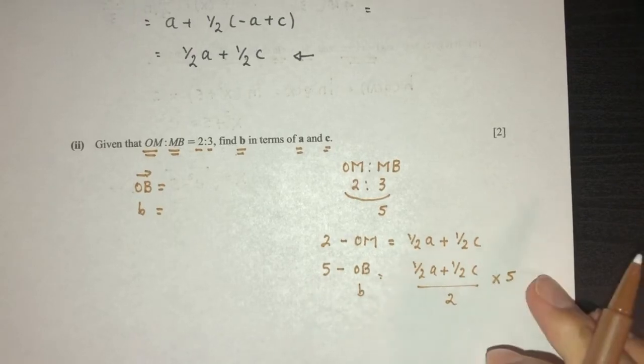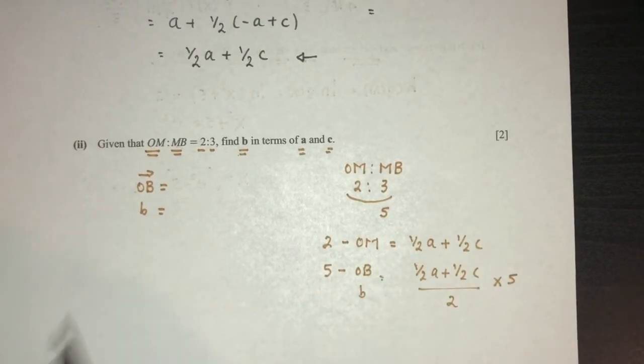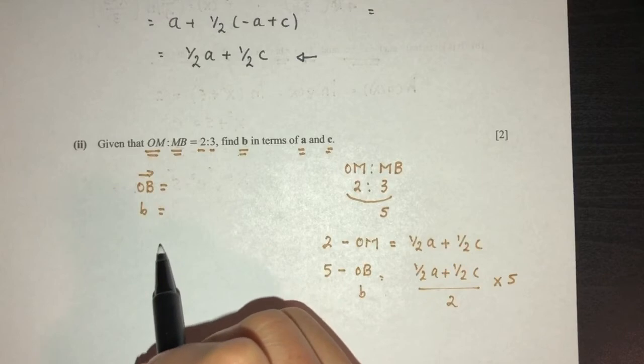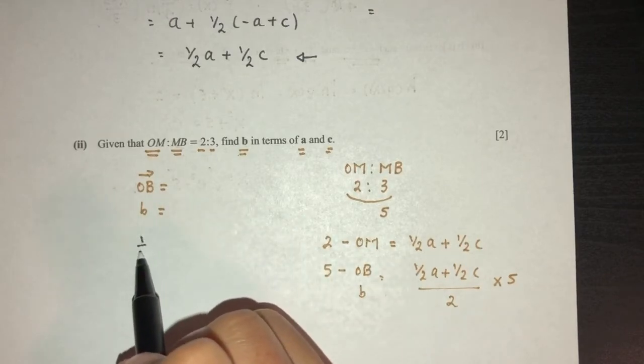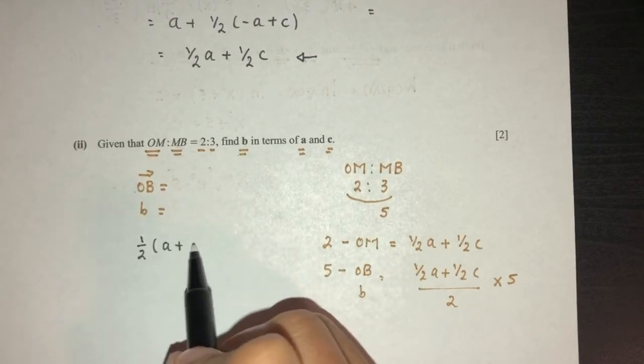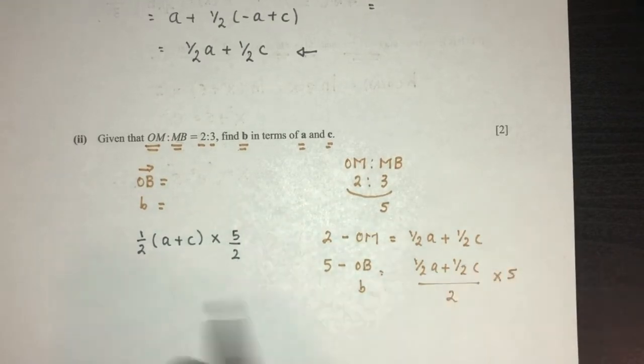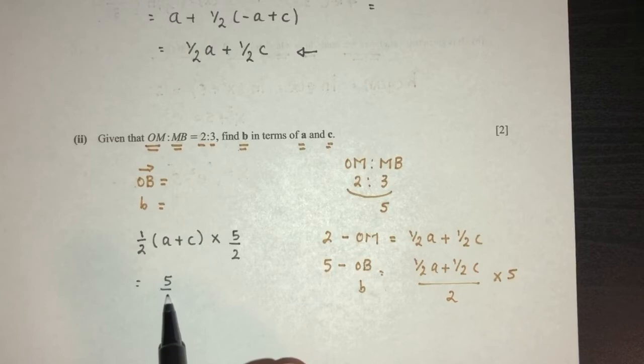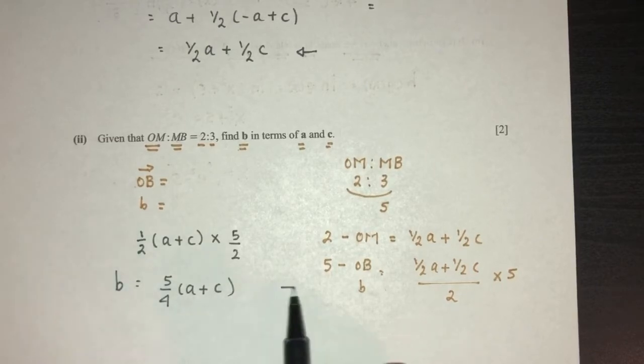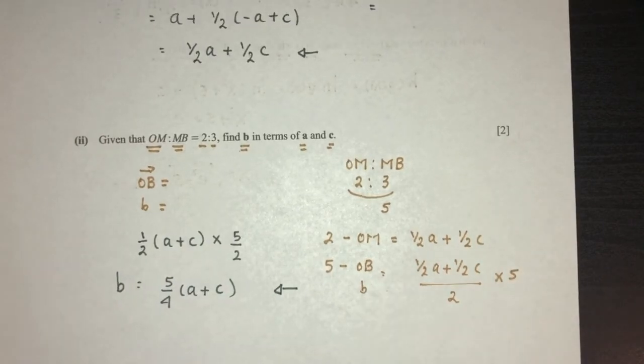Okay, so replace the values here. You will have half. Let's take a half outside. You will have A plus C times 5 over 2. That will give you 5 over 4 times A plus C. That is B in terms of A and C. That is for part 2.